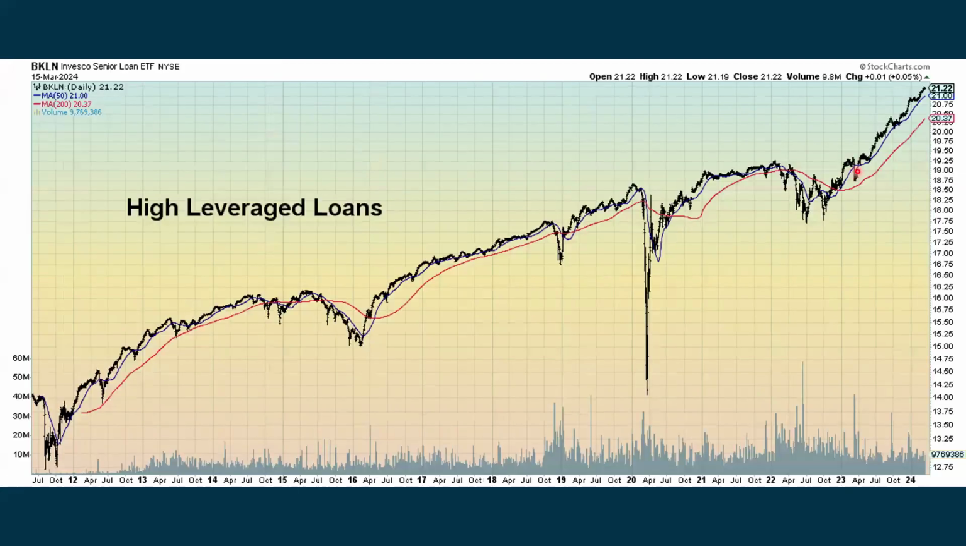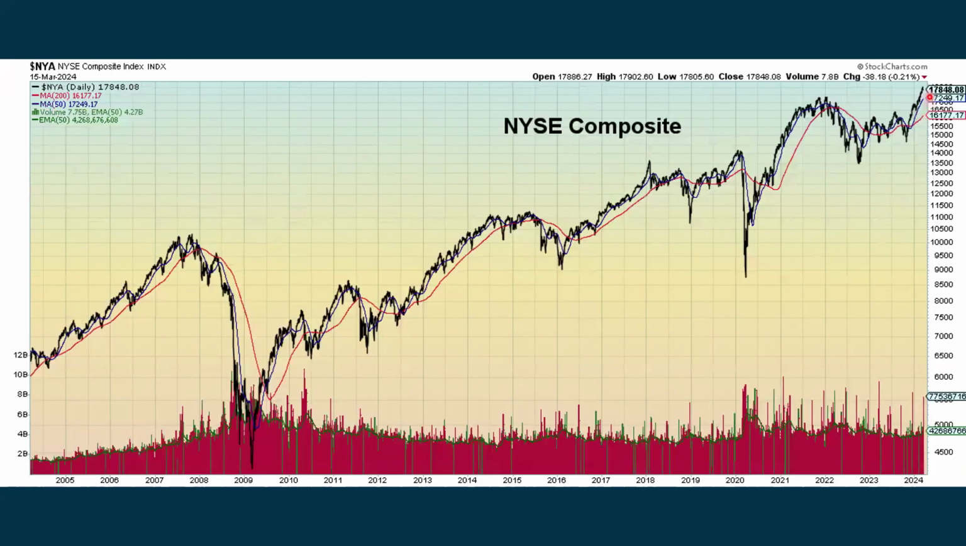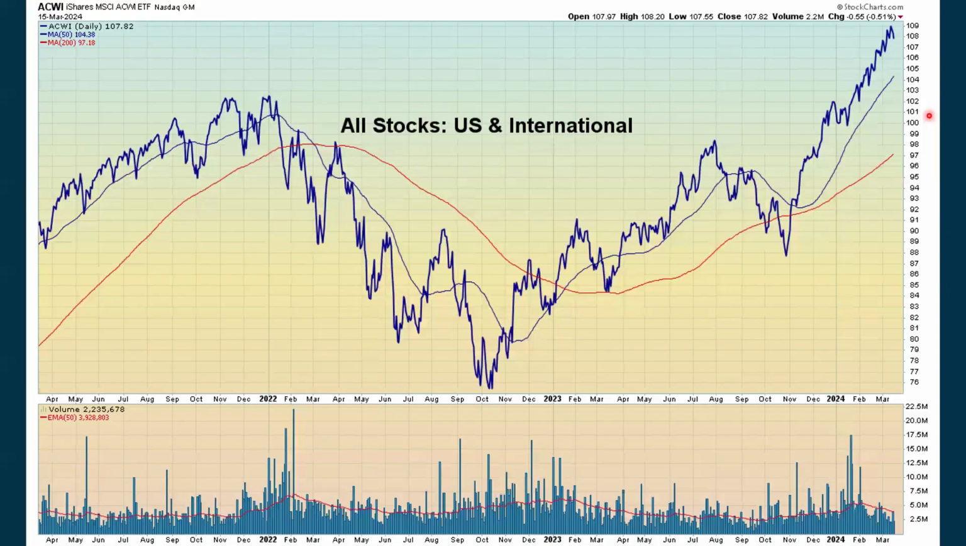High leverage loans continue to do quite well. These are risky loans, and they're just coming off of setting all-time highs. The NYSE composite, this is a broad market measure, also in an uptrend.